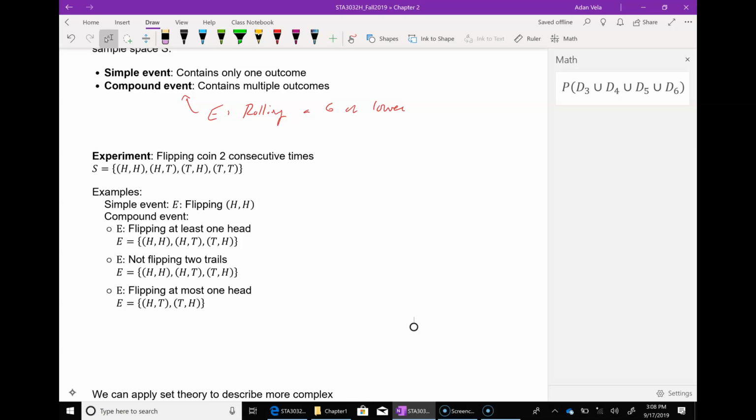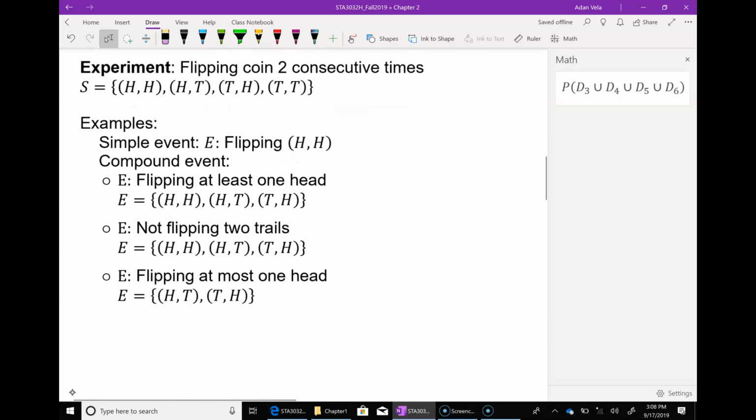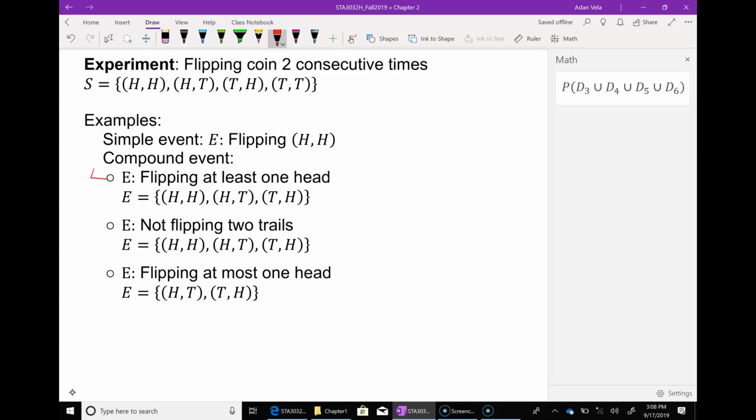Certainly we can look at this case for the flipping of 2 coins. A simple event would just be the event of flipping heads. Here I've defined examples of 3 different compound events. One of them is flipping at least one head. And we see that event space has 3 different simple events contained in it.